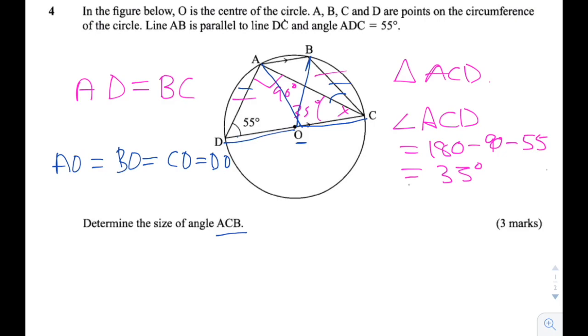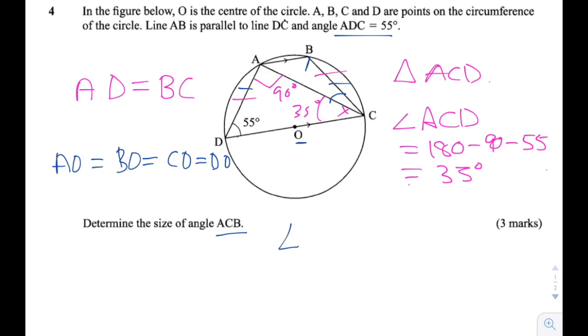So since AD and BC are equal in length, we have an isosceles trapezium, as well as two isosceles triangles which can form by dropping lines from A to O and by dropping lines from B to O. So since we know that this is an isosceles trapezium, that also means that angle ADC, which we're told in the beginning is 55 degrees, must also be equal to angle BCD.